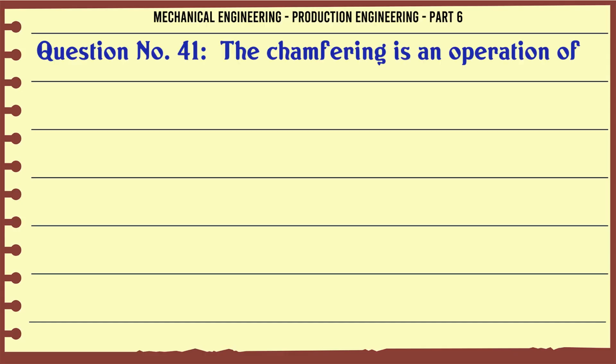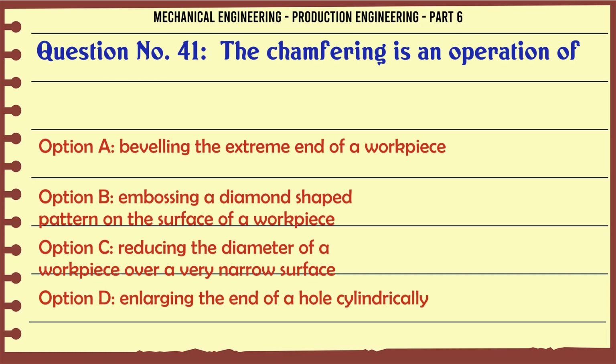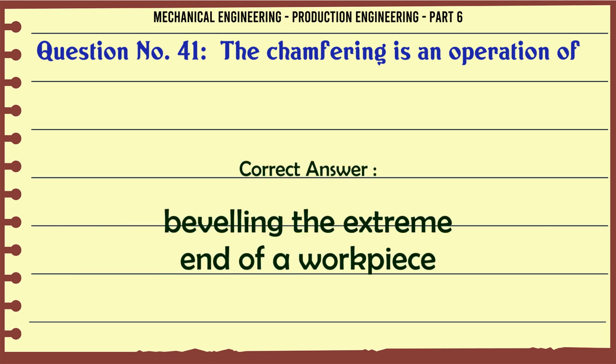The chamfering is an operation of A. Beveling the extreme end of a workpiece. B. Embossing a diamond-shaped pattern on the surface of a workpiece. C. Reducing the diameter of a workpiece over a very narrow surface. D. Enlarging the end of a hole cylindrically. The correct answer is beveling the extreme end of a workpiece.